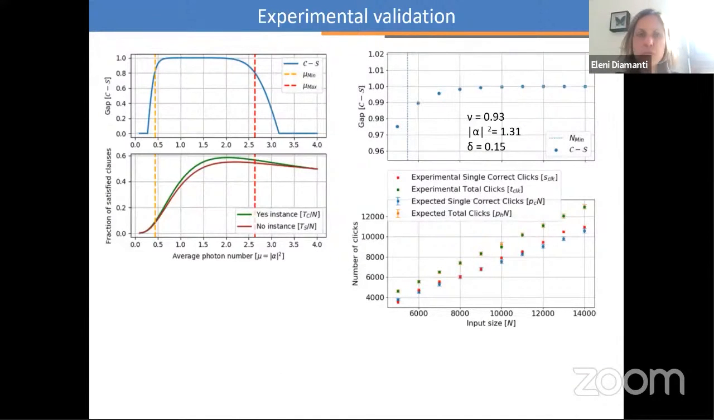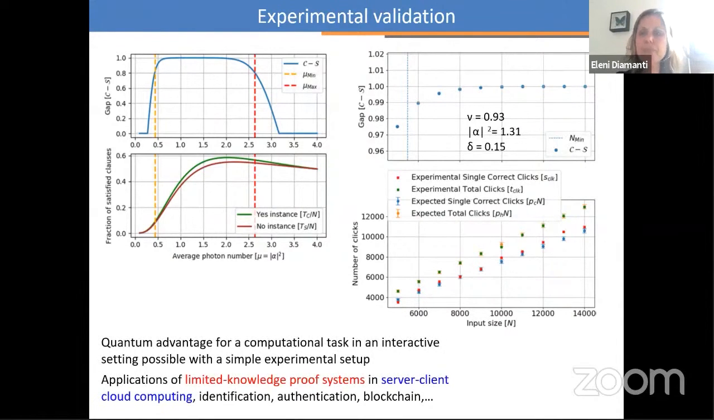I'm not going to go through these details now, but we have formally shown, first numerically and then experimentally, that this gap is satisfied, and you can demonstrate with the system that you have a quantum advantage for this specific computational task. Again, I repeat, this is in an interactive setting with a simple experimental setup. So this is the prover-verifier type of protocol.